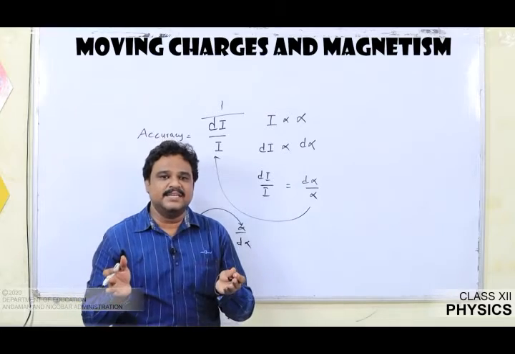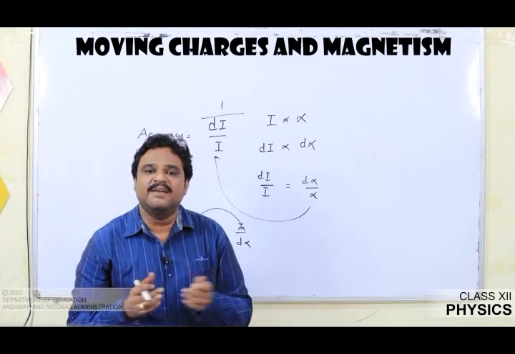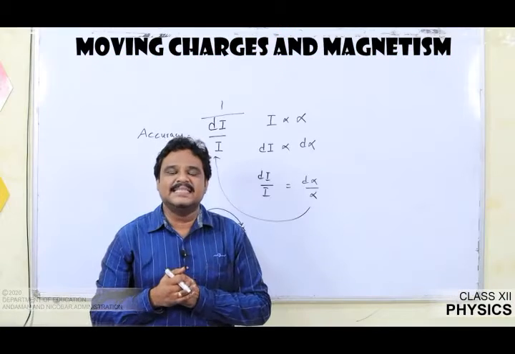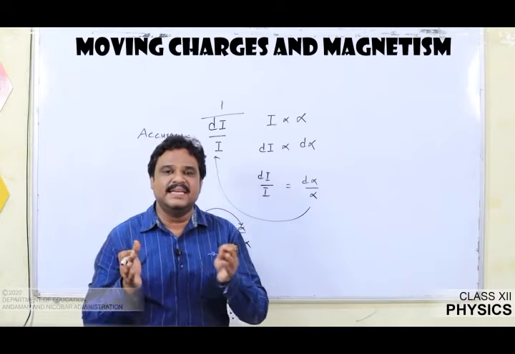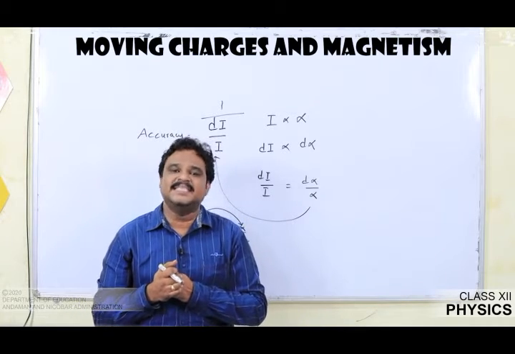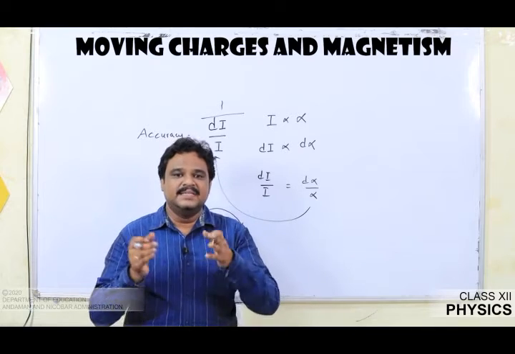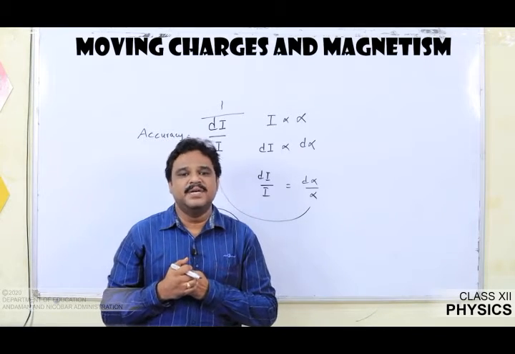So once again I am going to say what accuracy of a galvanometer implies. It implies the extent to which it can measure the current accurately. Number 2, it is the reciprocal of relative error in measuring the current with the galvanometer. That is, it is 1 by di by I. You know relative error is di by I in measuring the current. Reciprocal will be 1 by di by I. That becomes a definition for accuracy of galvanometer.